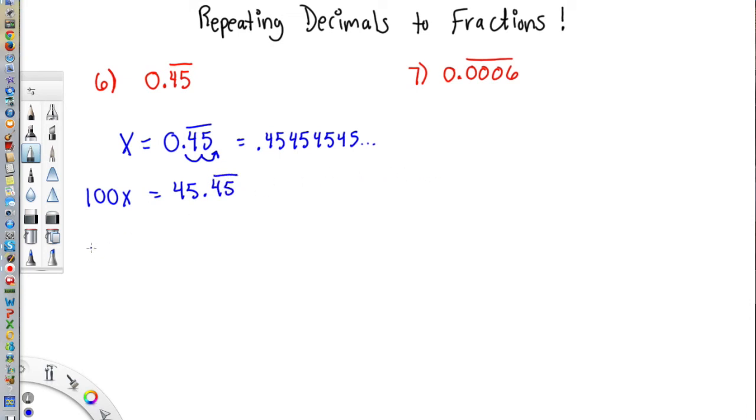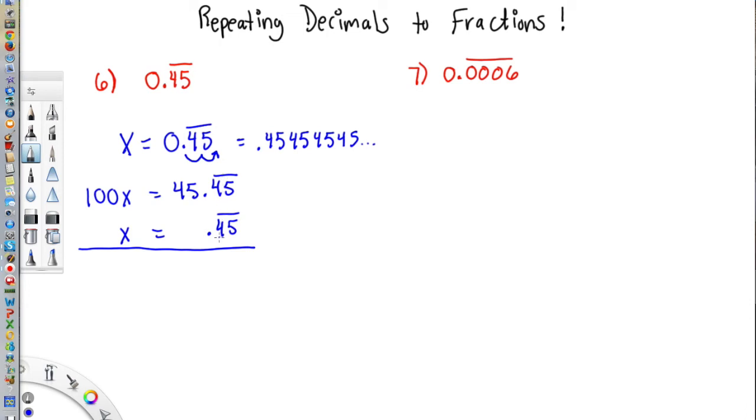Okay, now here's the trick. We want to get rid of the repeating part. That's the confusing part. And how do we do that? Well, we've got to take away the repeating part, which is x, or 45 hundredths repeating decimal. So x is equal to 45 hundredths repeating decimal forever, right? So let's subtract that. Look what happens.